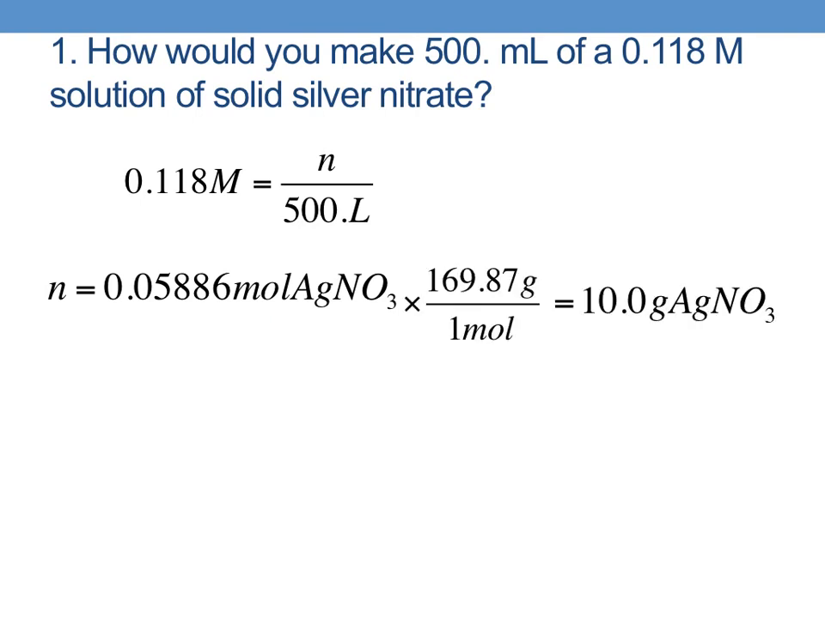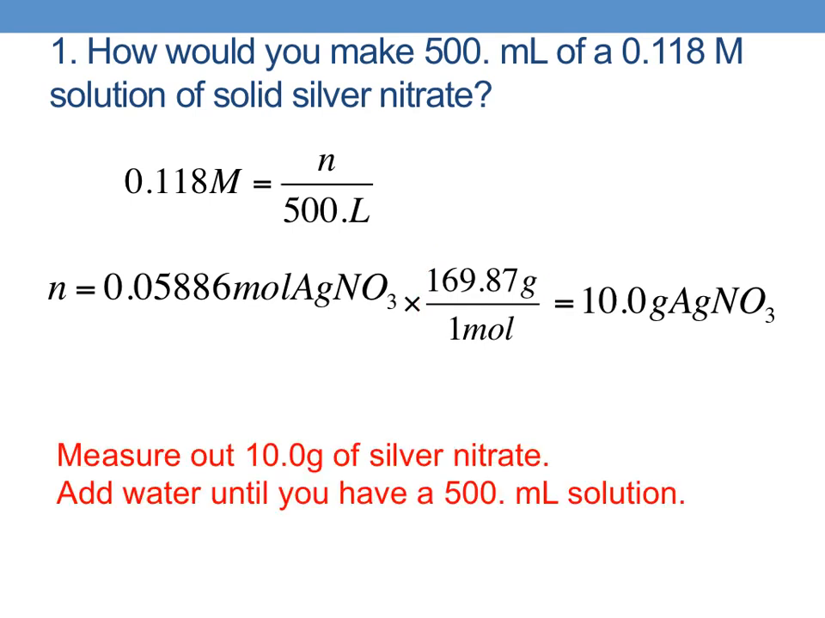Using the molecular weight of silver nitrate, we see we need 10 grams of silver nitrate, but again, that's not done because we're asking how would you make it. So you would measure out 10 grams of silver nitrate and add water until you have 500 milliliters of solution. Or you could also say add 500 milliliters of water, sorry, not solution.